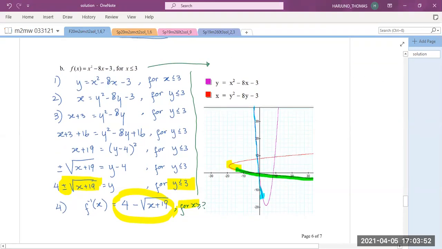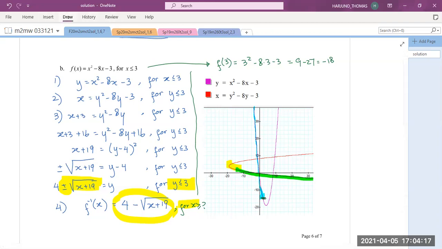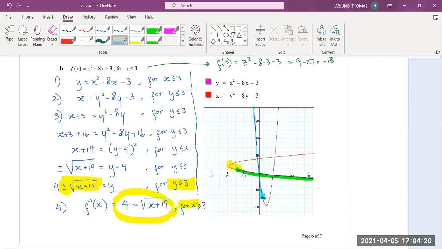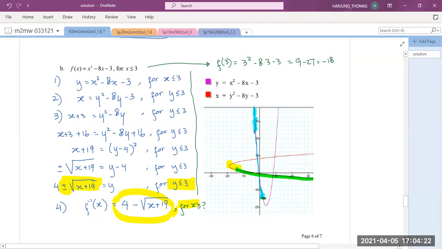Then we look at what the y is here. What is f(3)? 3 squared minus 8 times 3 minus 3. That's 9 minus 27. That's negative 18. So f(3) is negative 18 here, right? So the range of the original function is from negative 18 to positive infinity. That's the range of the original function.